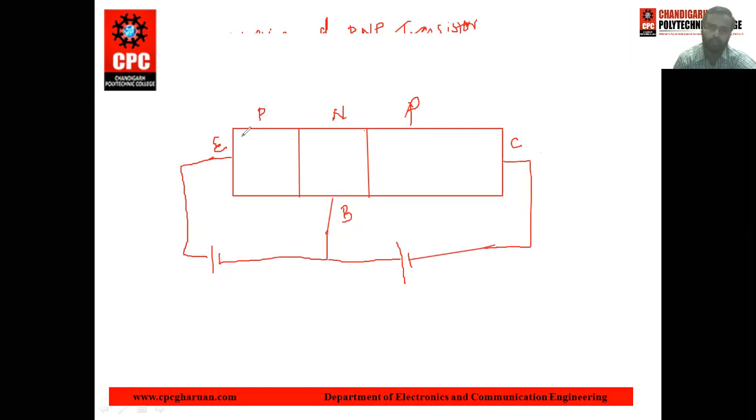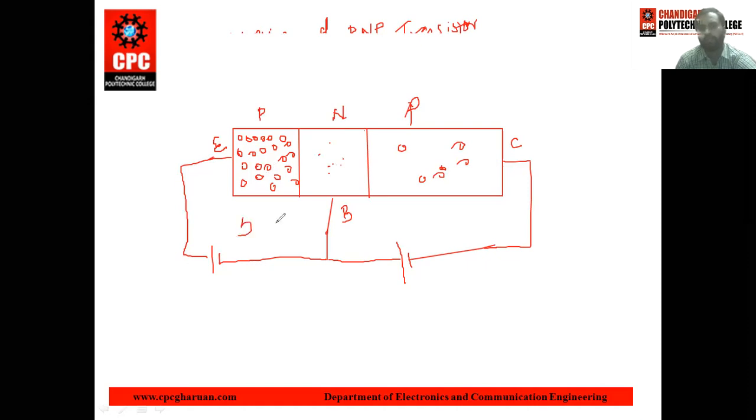As we know, the emitter is heavily doped, so this is the p-type emitter, heavily doped with holes. Next is the base. The base is n-type, lightly doped with electrons. The collector is medium doped with holes. So when the circuit is connected, the base is lightly doped and the emitter is heavily doped.